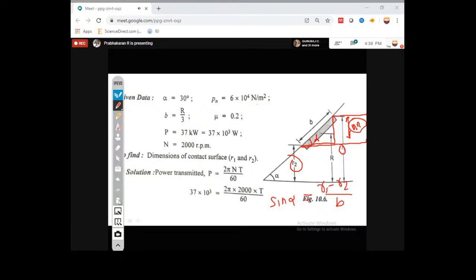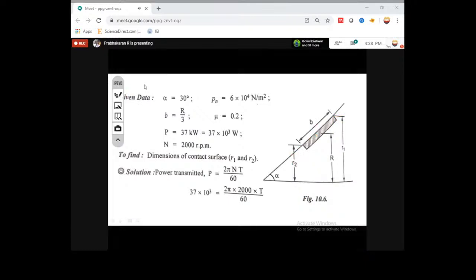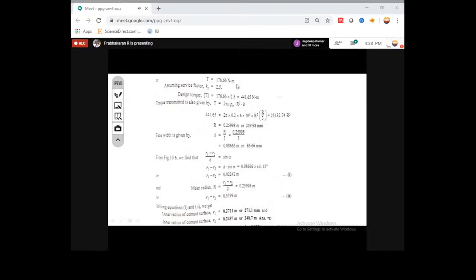Okay, so this is the geometrical rule you should remember for solving this type of problems. This is the easiest thing you should remember. I have explained something, so from that relation you can find out your R value.